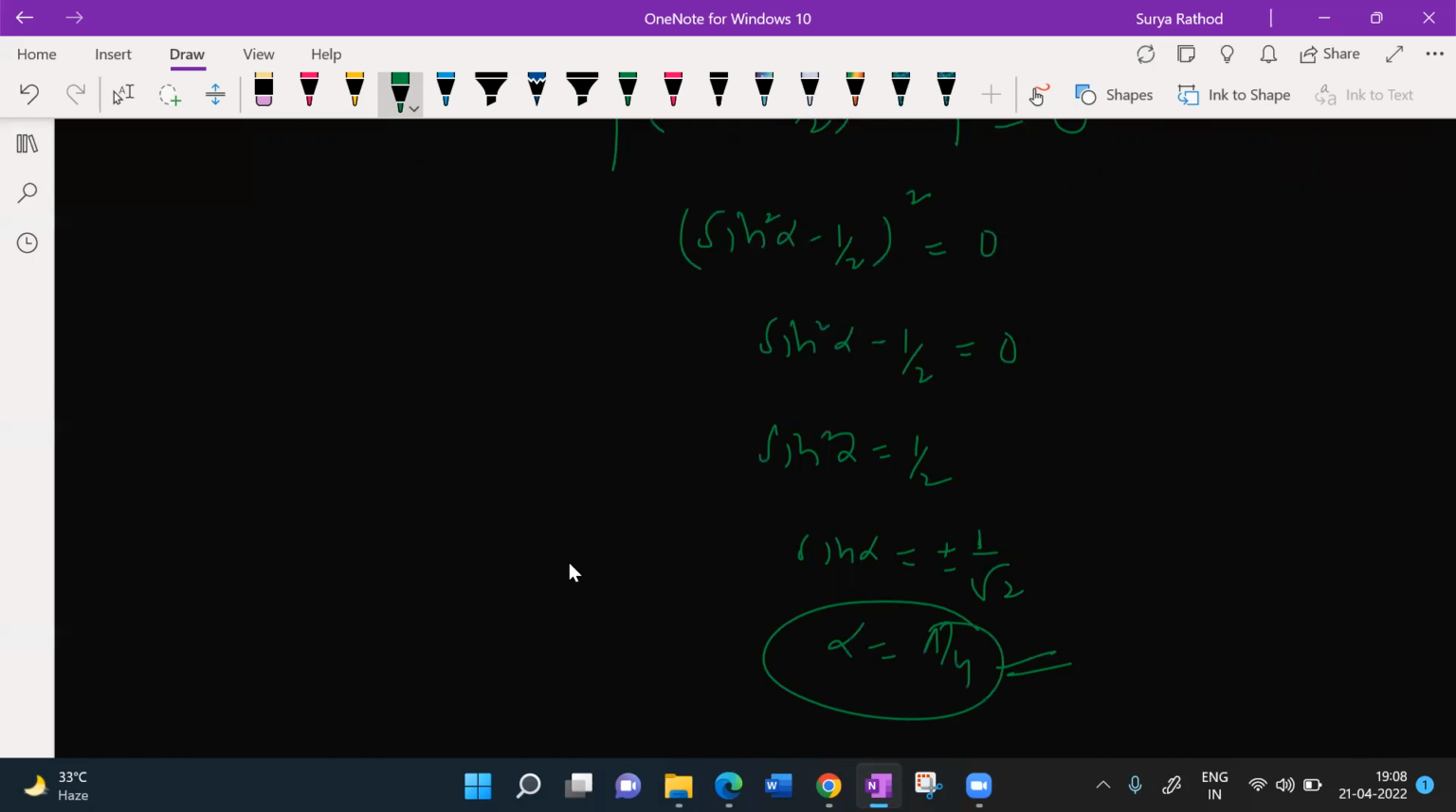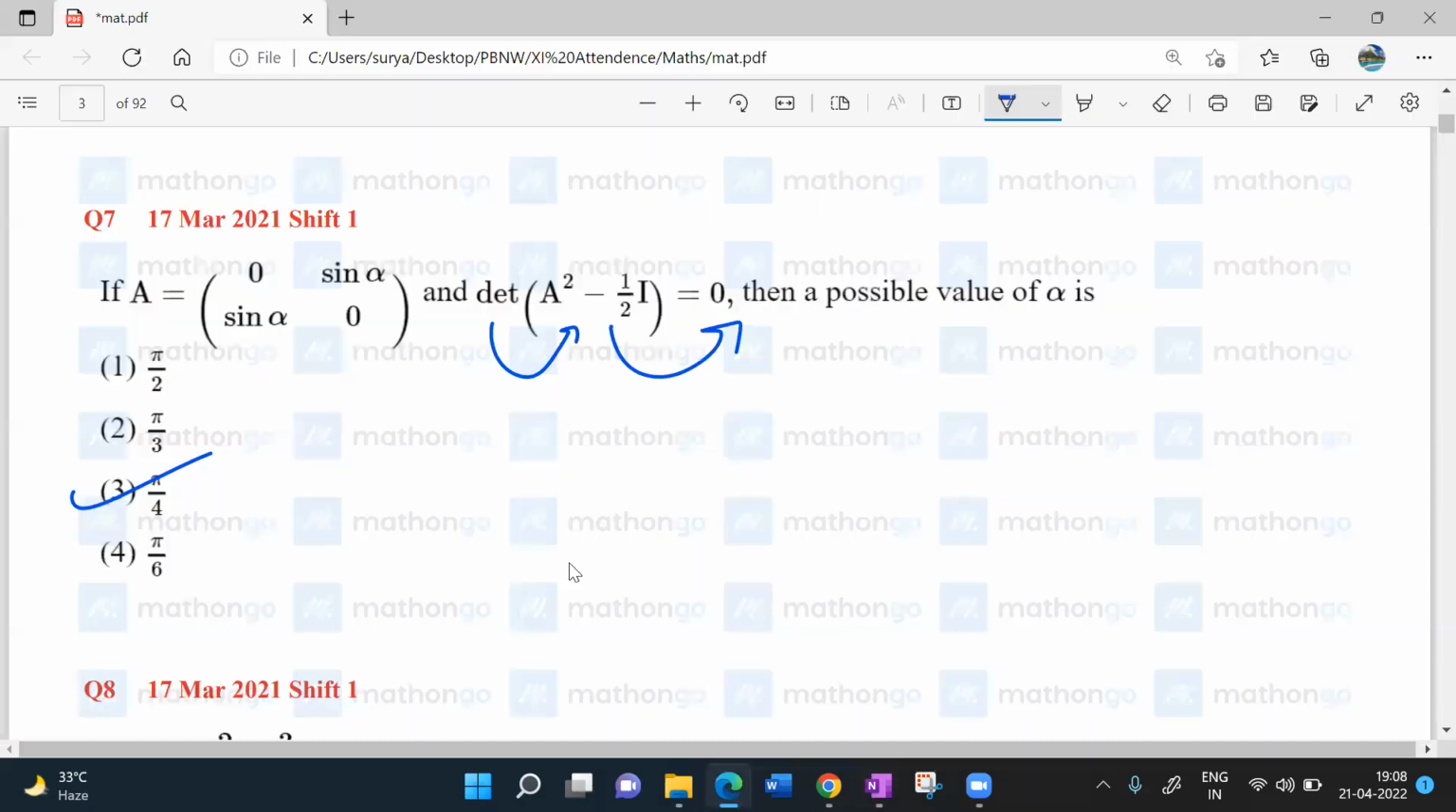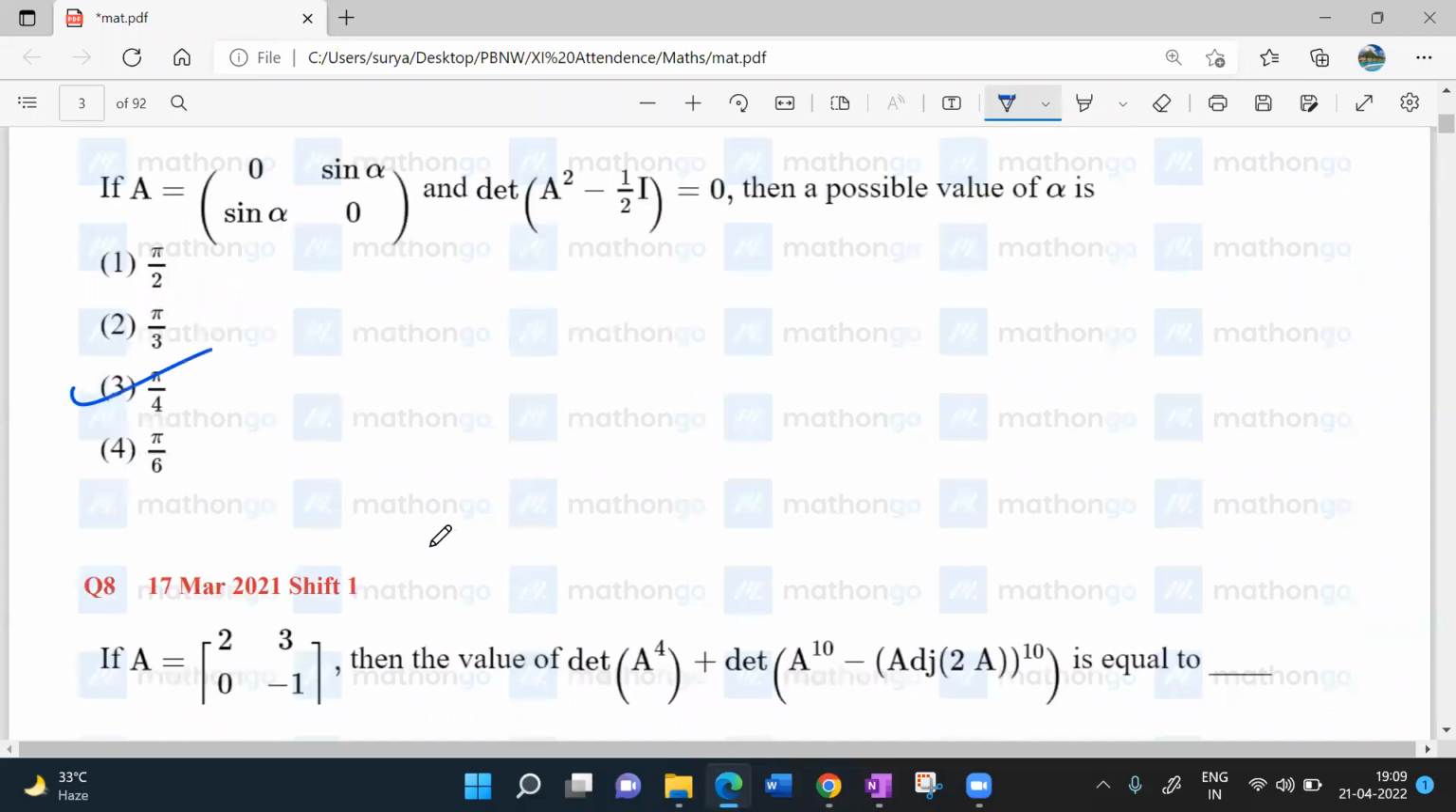Hello? Any doubts, children? I didn't do anything here. Very simple. Look at this: I found A square and subtracted half of I from A square, and I just found the determinant of that particular thing. I got pi by 4. Alpha value is pi by 4. Hope it is clear with you all.